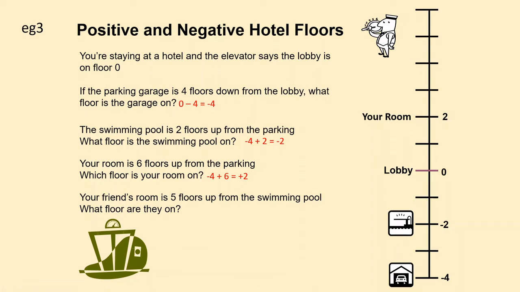Lastly, our friend has a room that is 5 floors up from the swimming pool. What floor are they on? Again, let's start at the swimming pool and let's go 1, 2, 3, 4, 5 floors up from that. Hey, look, our friend's room is just above our room. What floor would that be? We could work it out from the swimming pool and add 5 to it, or 1 above your room would be floor 3. If we needed to show this mathematically, however, we know that our friend's room is 5 up from the swimming pool. So the swimming pool, which was at -2, let's add 5 to that. -2 plus 5 takes us up to floor +3.